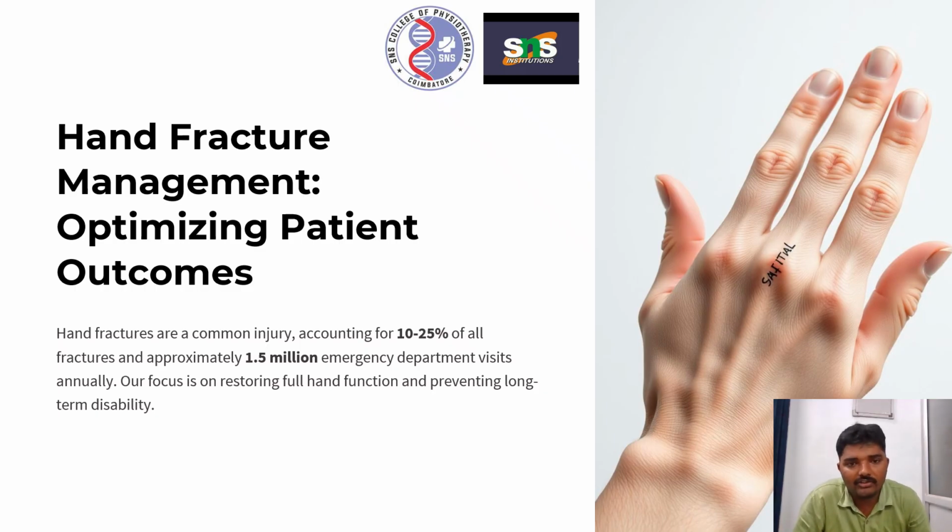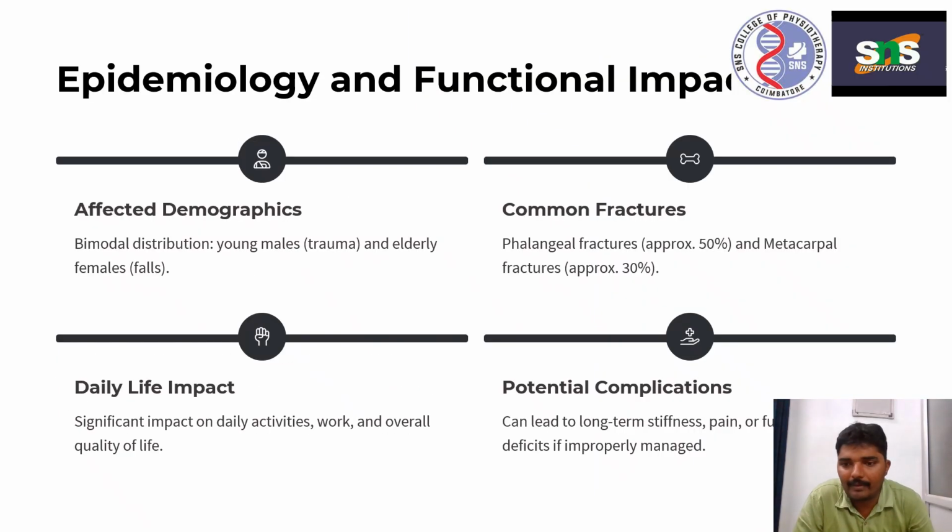Hand fractures are a common injury, accounting for 10 to 25% of all fracture cases. 1.5 million emergency department visits annually are due to hand fractures. Our focus is on restoring full hand function and preventing long-term disability. Then, epidemiology and functional impairment.